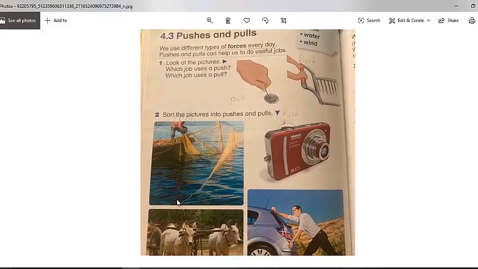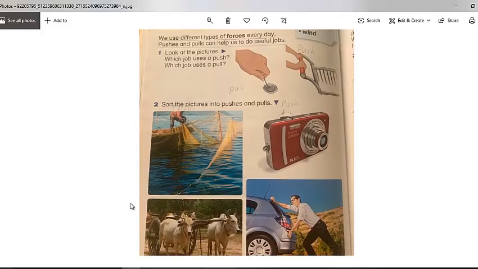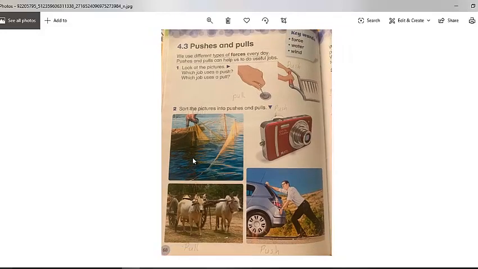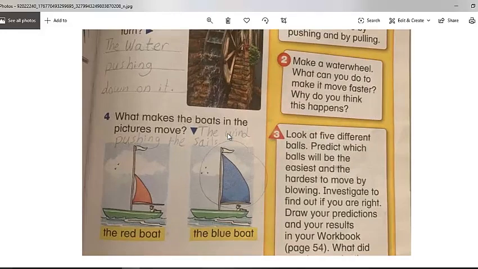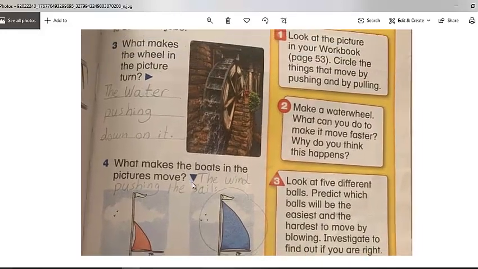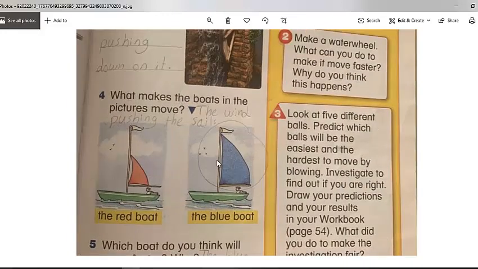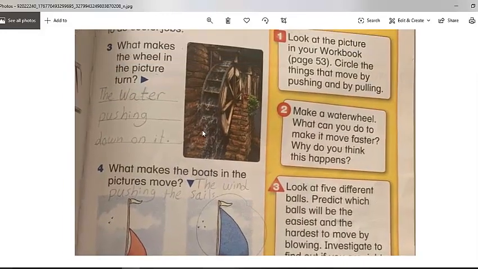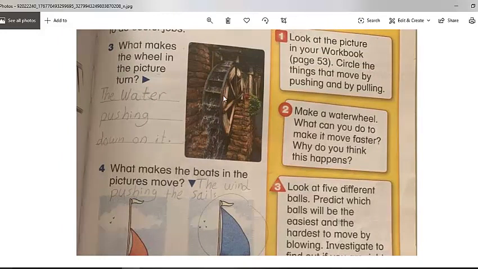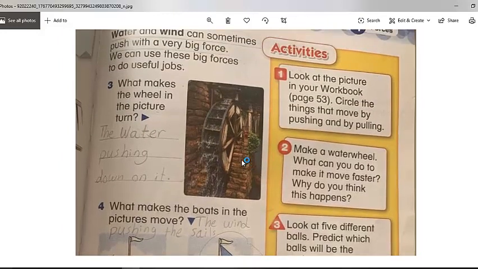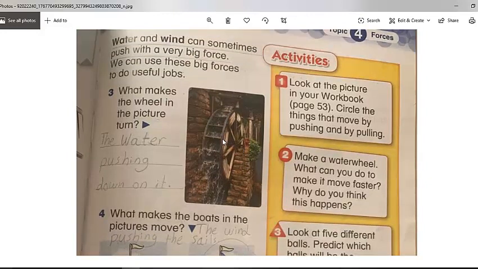Now let's talk about the important thing today. In our life, we have two natural forces, two powers. Natural means, if you remember, they come from nature. God creates them, which are the wind and the water. Let's talk about the water first. Let's see this picture. What can you see here in this picture? This is a wheel, or a water wheel, or a water mill.